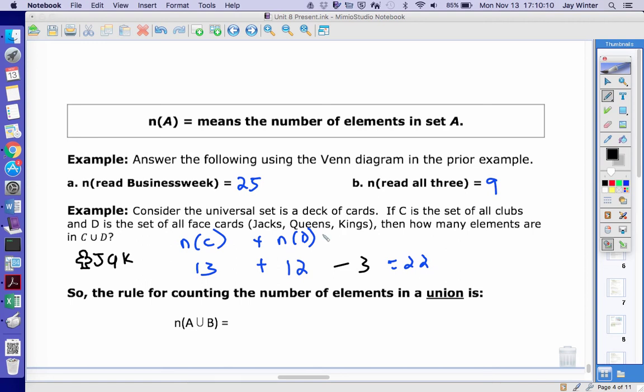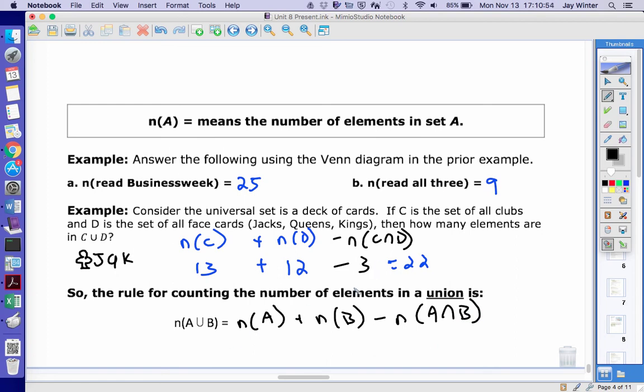So what I had to do is take away this number that was in both sets. If you remember from a previous video, if something is in both sets, that means it's in the intersection of those sets. So the union rule is you take the number in each set, and then take away the number that is in the intersection of those 2 sets. The reason is that you don't want to double count. You don't want to accidentally overcount your cards.